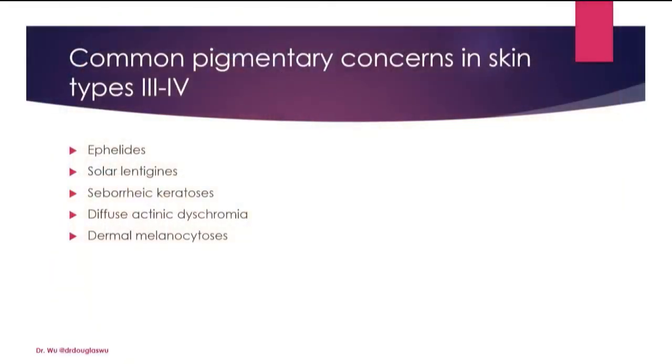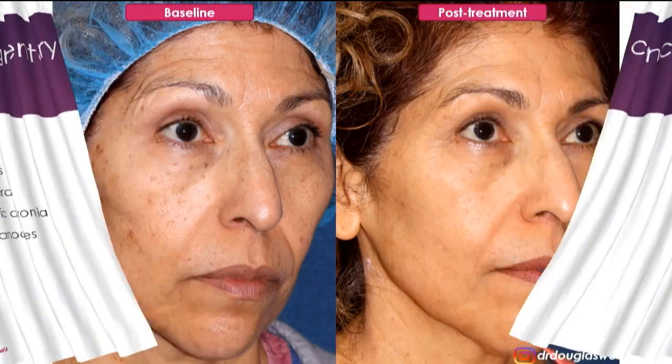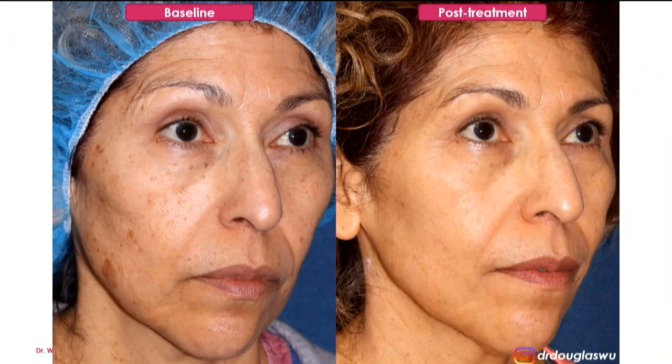Skin types 3 and 4. It's basically the same stuff, but you get more dermal melanocytoses in skin types 3 and 4. And that's where it becomes very tricky. So a Hispanic patient here with a mixture of small and large SKs and solar lentigos, et cetera. Also just dull, roughened, sallow skin, enlarged pore size, things of that nature.